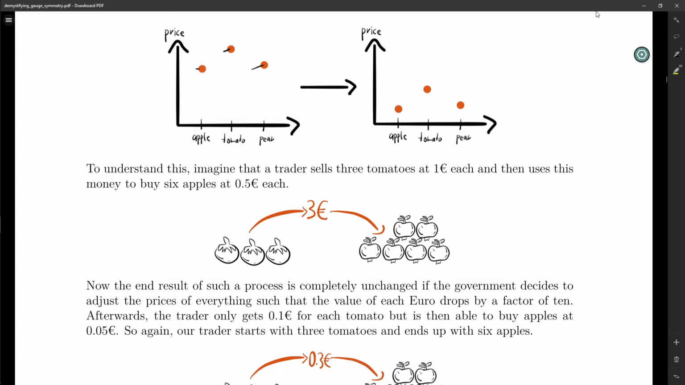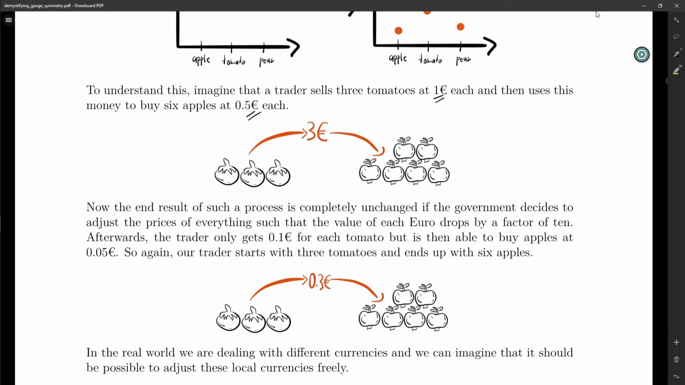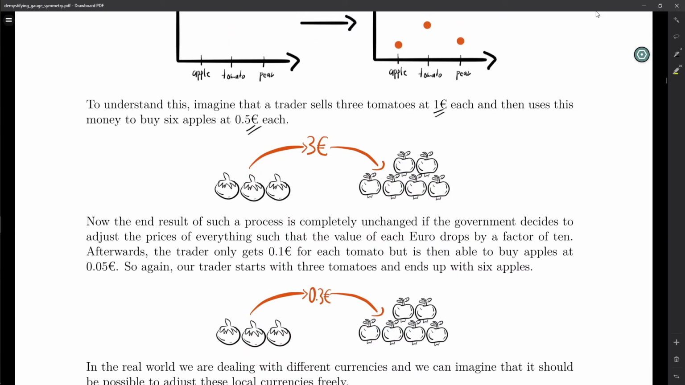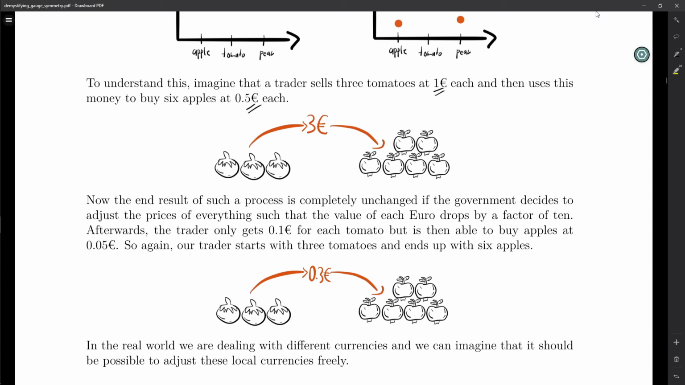you can buy 3 tomatoes for €3 and 6 apples for €3. So you're selling your tomatoes at €1 and your apples at half of that. Now, let's say your currency drops by a factor of 10. You can still do this same barter that you've set up. So physically, when you're talking about these quantities, it really doesn't change things, is the point.